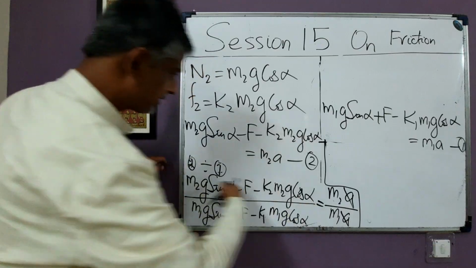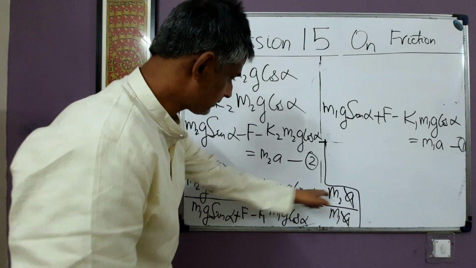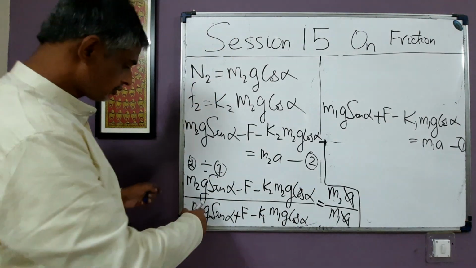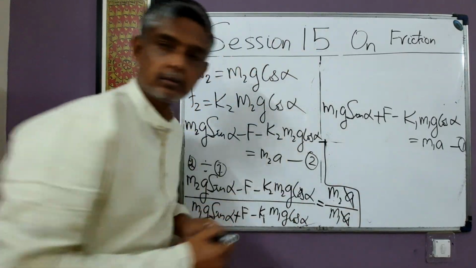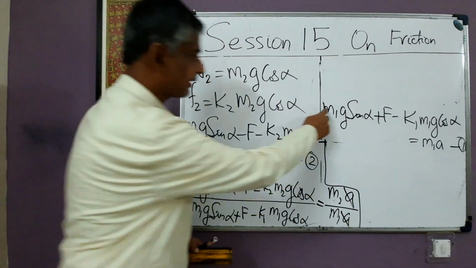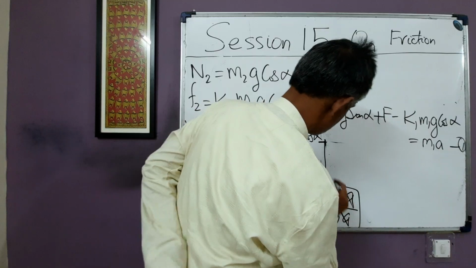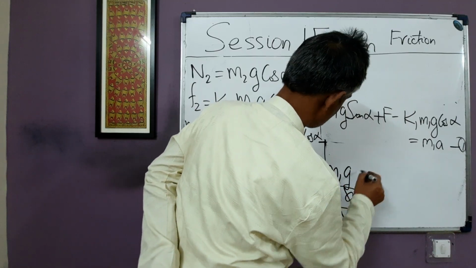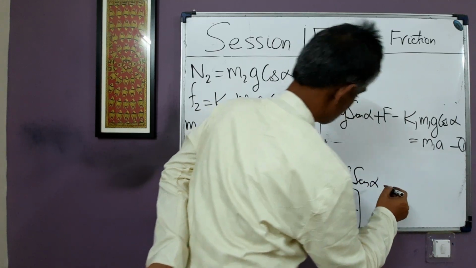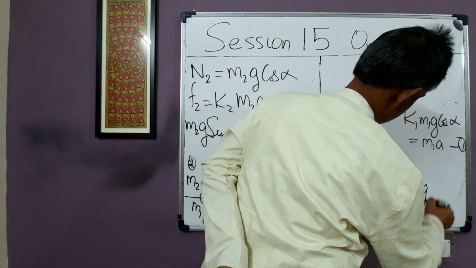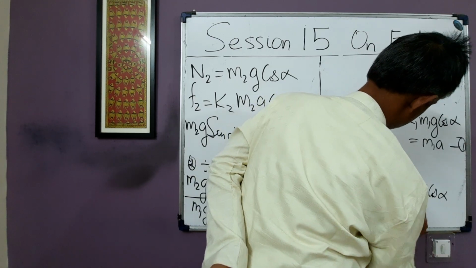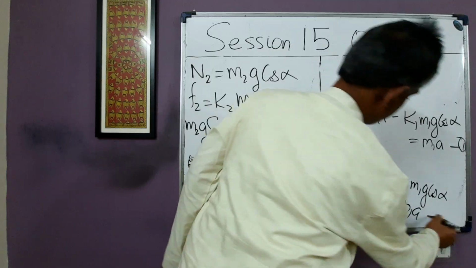So now I multiply both sides. I cross multiply this and this. So what do I get? I'll rub this equation also. This I'll write here so that I get more space. So I shall write this equation here: plus f minus k1 m1 g cos alpha is equal to m1 a, first equation.